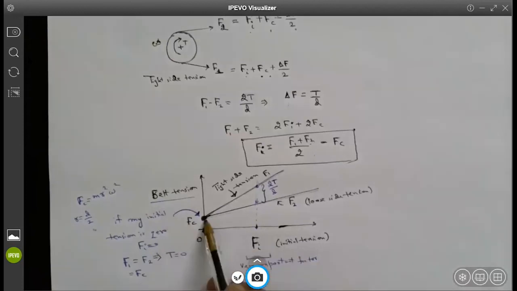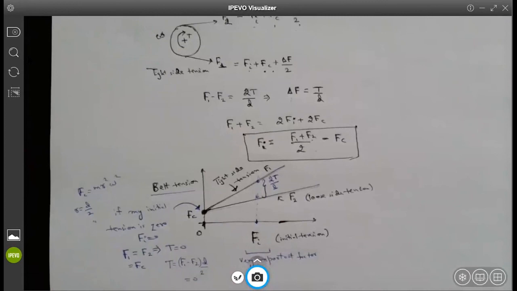So if my initial tension is 0, my F1, the tight side tension, will be equal to Fc. The loose side tension will also be equal to Fc. So both F1 and F2 will be equal to Fc. And if that is the case, then torque, which is F1 minus F2 times d over 2, is equal to 0. Are you guys getting what I'm trying to say here?